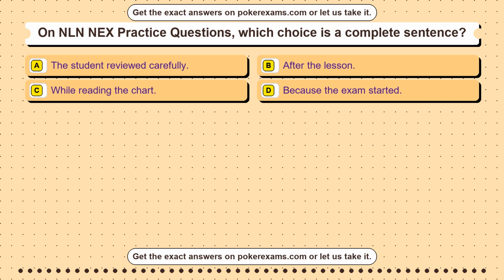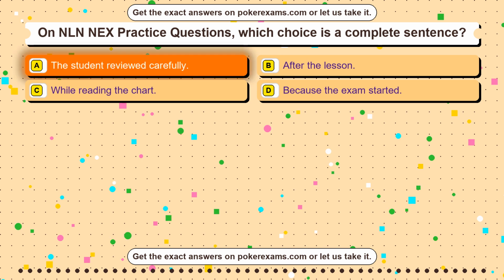Question 14. On GED physical science practice, which government system lets citizens vote for representatives? Option A, absolute monarchy. Option B, dictatorship. Option C, oligarchy. Option D, representative democracy. The correct answer is option D.